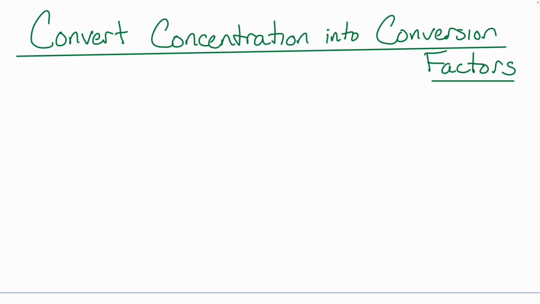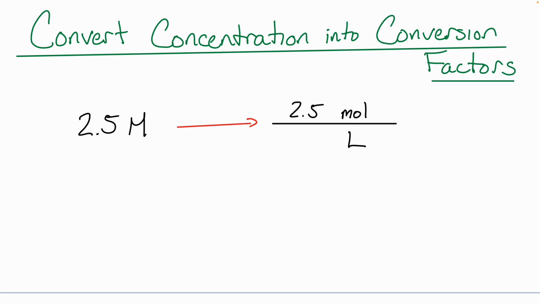All right. If a problem gave us something like 2.5 big M, we took that and turned it into something we could actually use in our math by splitting up those units. That big M is what units? Moles per liter, right? So we split it up into moles over liters, and then we used that as a conversion factor. So 2.5 M turned into 2.5 moles in 1 liter.